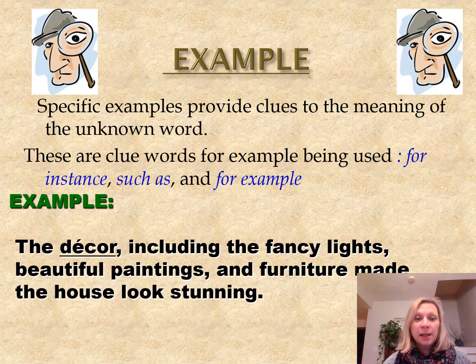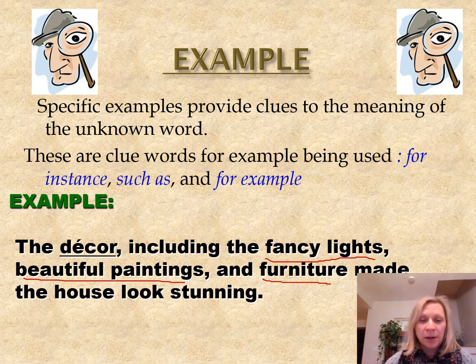It says, the decor, including the fancy lights, beautiful paintings, and furniture, made the house look stunning. All of these things are examples. So fancy lights, beautiful paintings, furniture, all of that is like the decorations that are inside the house. So that's what decor is.